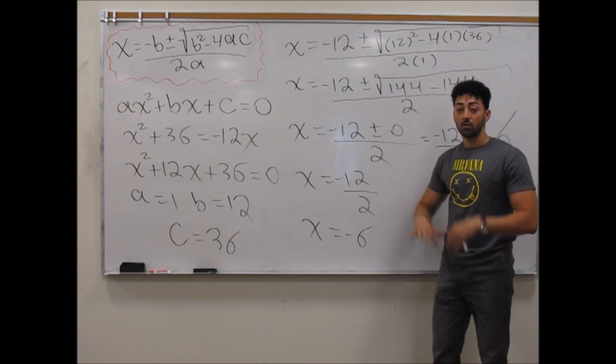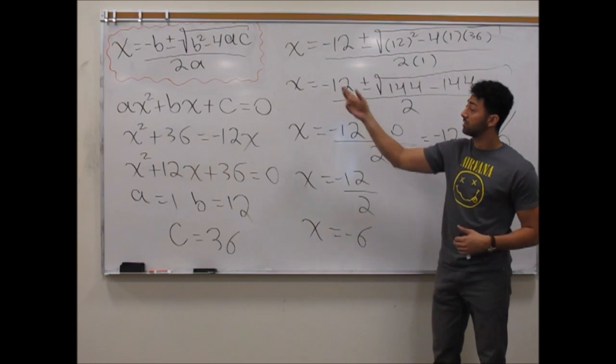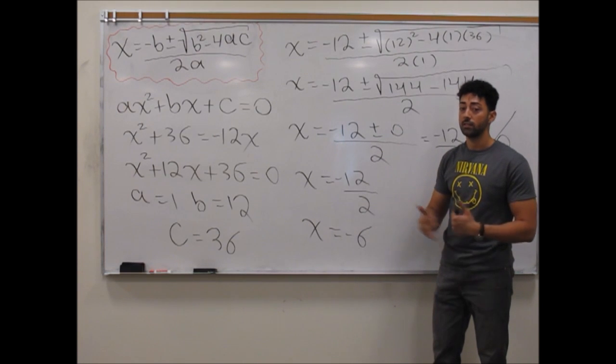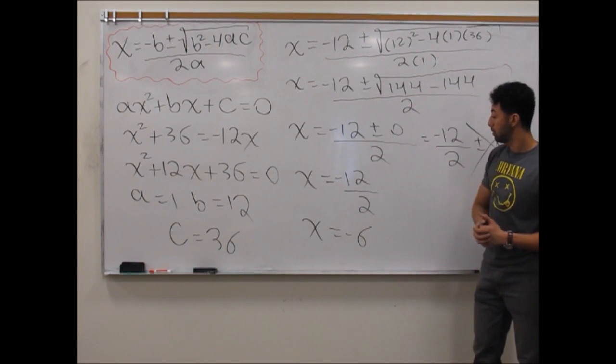So that means that if we wanted to do this example prior and did the discriminant, we would have seen that D equals 0, which we saw here. So we only get one solution.